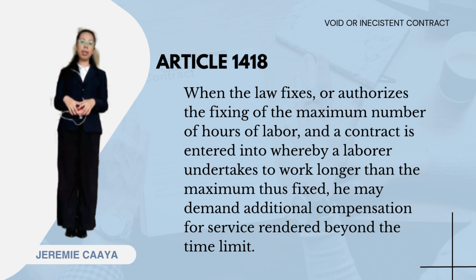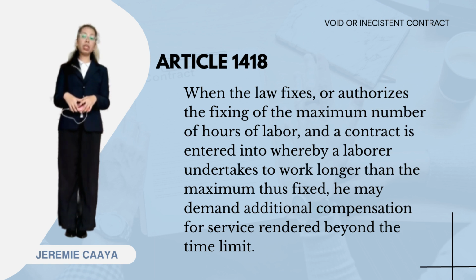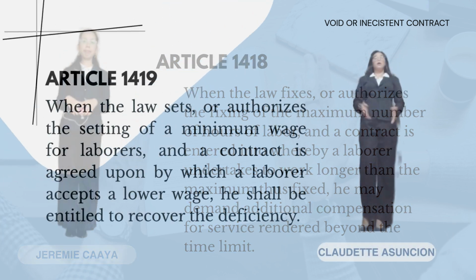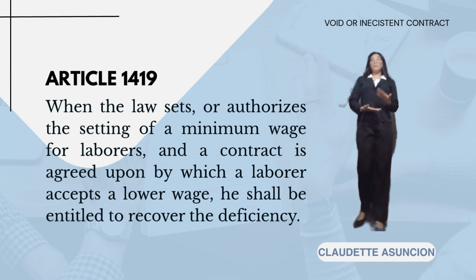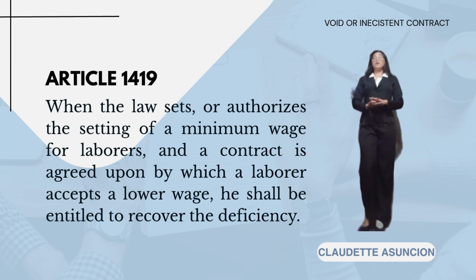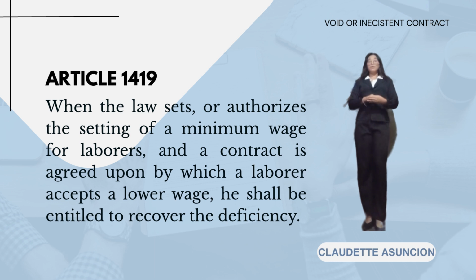For example, a fast food crew member is regularly required to work 12-hour shifts without being paid overtime. Even if the employee agrees, the employer must pay additional compensation because it violates labor laws on working hours. Article 1419. When the law sets or authorizes the setting of a minimum wage for laborers, and a contract is agreed upon in which a laborer accepts the lower wage, he shall be entitled to recover the deficiency.